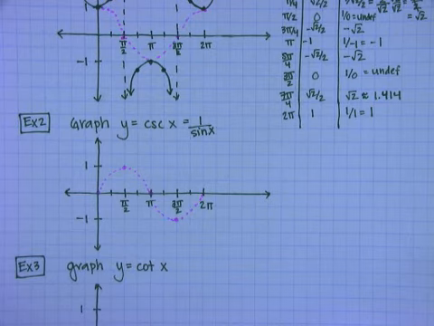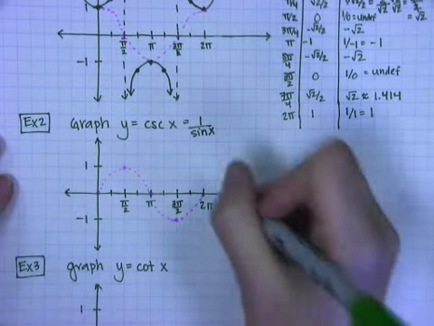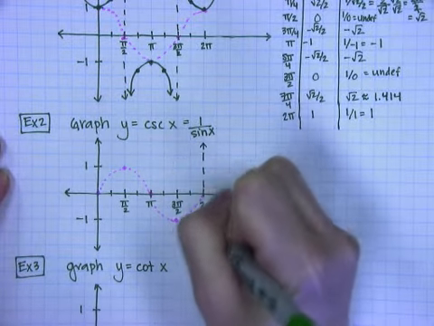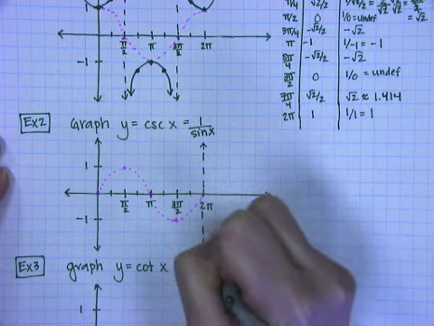And now if I want to graph cosecant, what I'm going to do is put asymptotes at the zeros of sine, because 1 over 0 is undefined.